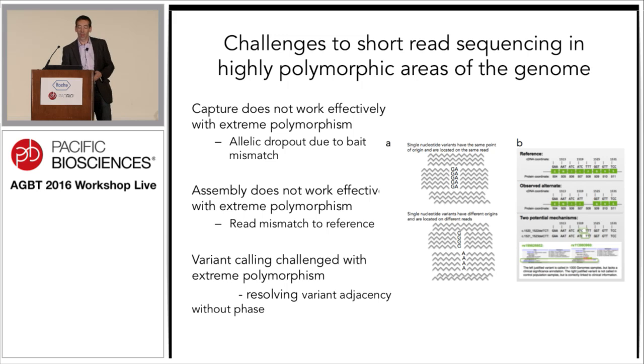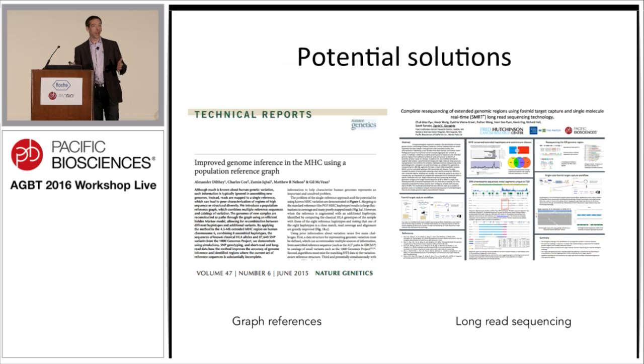Situation where they're actually in trans. So having phase can be very important and vital when you have variant adjacency in highly polymorphic regions. There's some solutions to that. We're moving towards graph references. I think this is a good plan. But we could also move towards, at least local and in time total, de novo assembly to get around some of those issues. And long-read sequencing, I think, is certainly one of the approaches towards that.